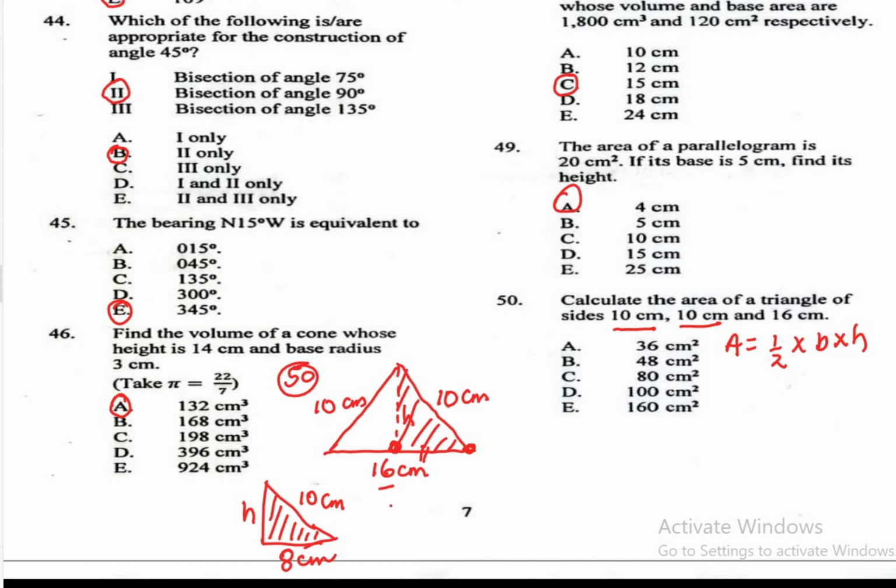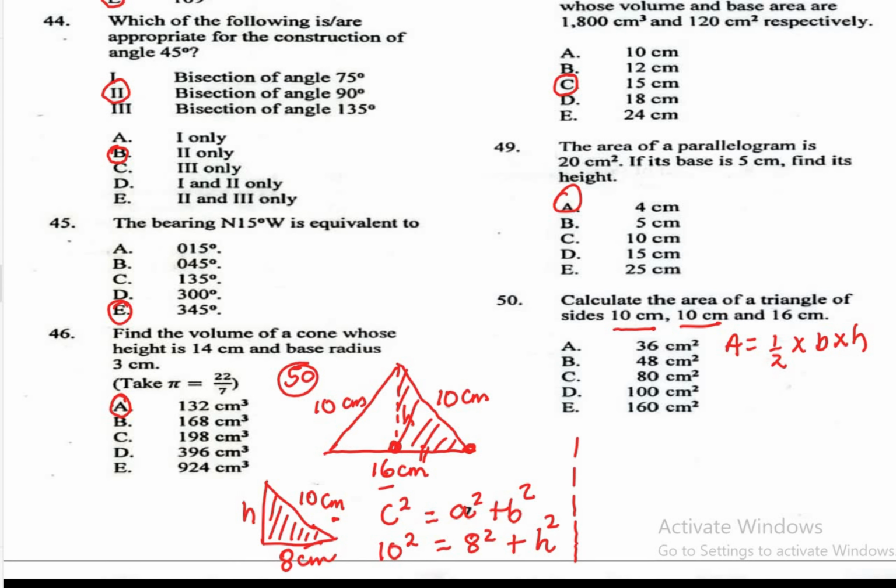Using Pythagoras theorem, c squared is equal to a squared plus b squared. C is the hypotenuse, which is 10 centimeters. So 10 squared is equal to 8 squared plus b, which is the height. Replace b with height, h squared.